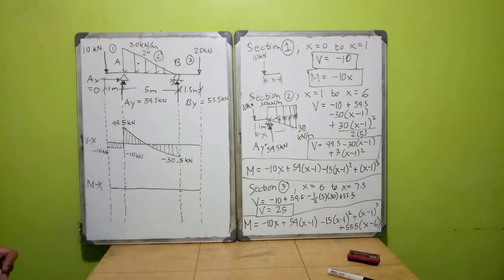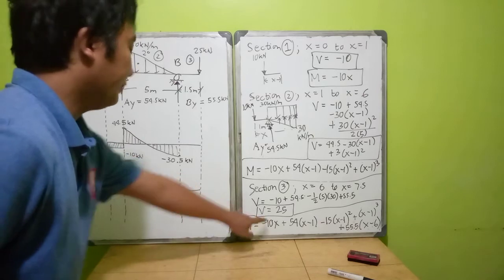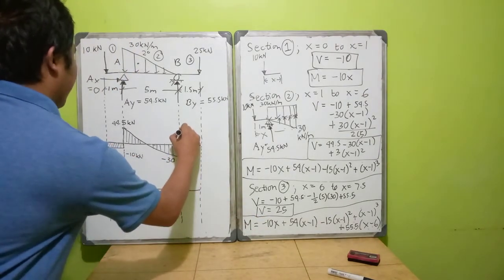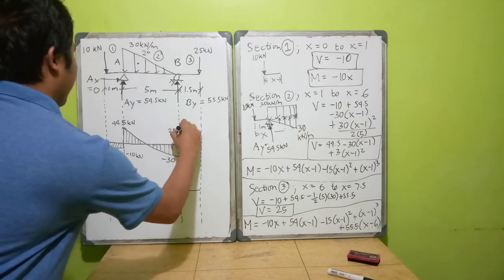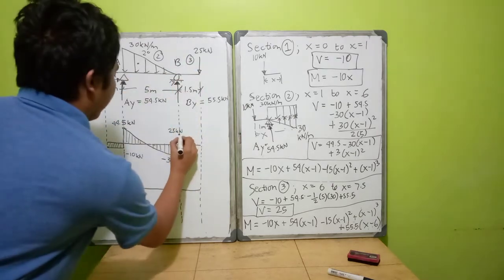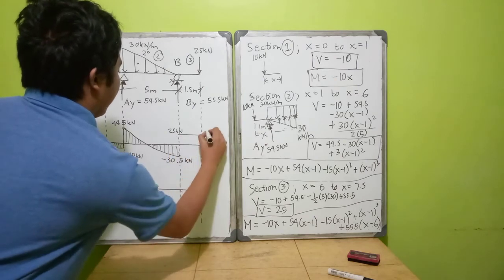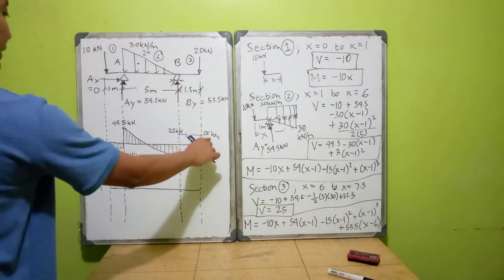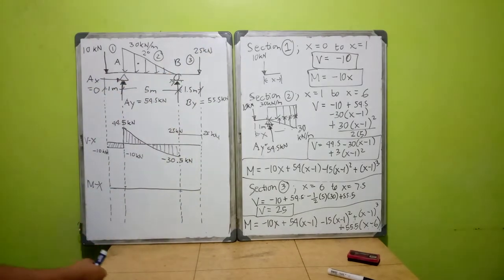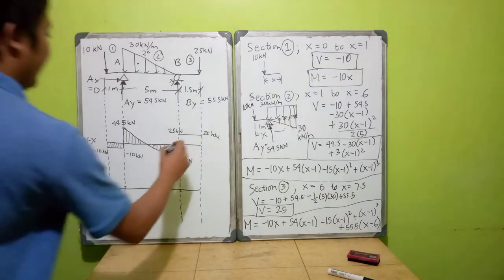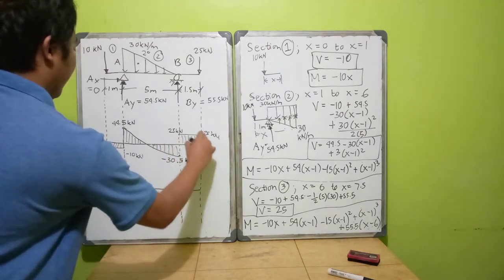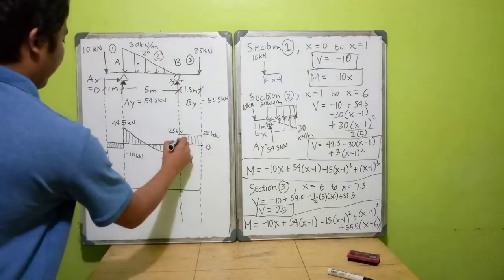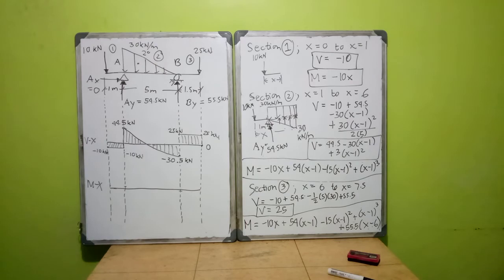So for section 3, this is the value of your shear, 25. It will stay 25 until the end. But somehow there is a downward force of 25 kilonewton. So 25 kilonewton upward minus 25 kilonewton downward, so it will be 0. It will still end up at 0. So therefore, we get our shear diagram.